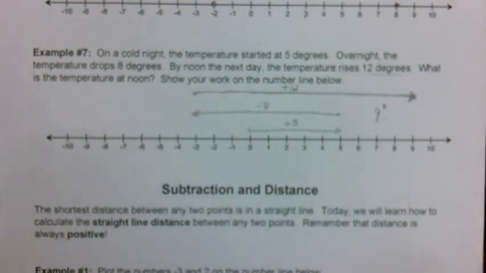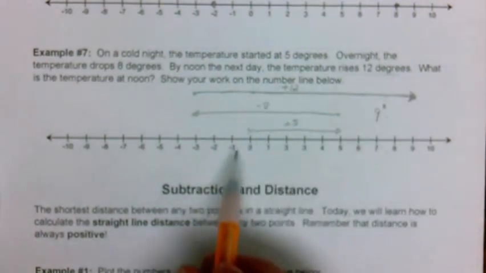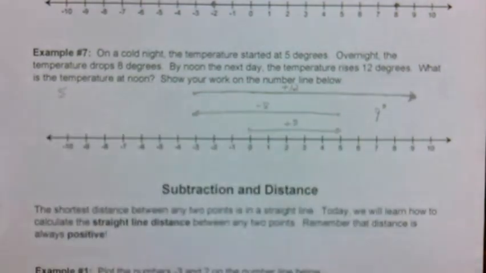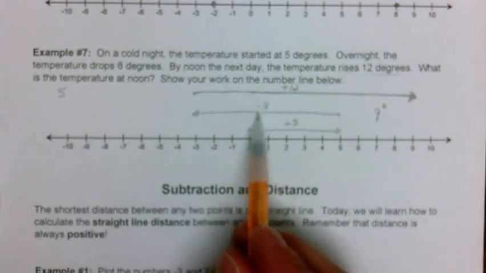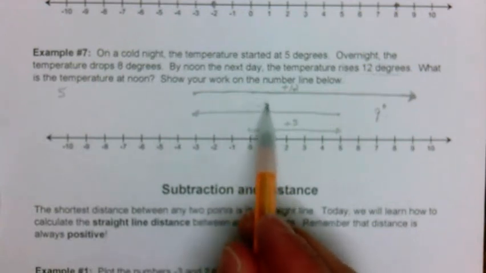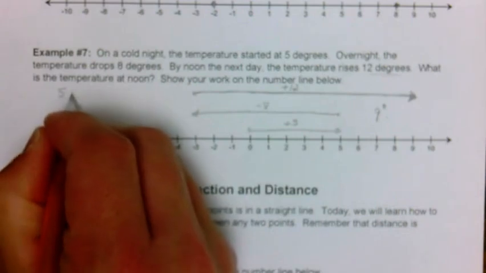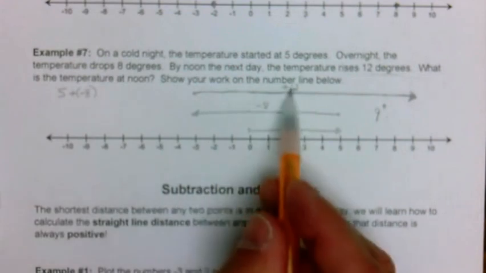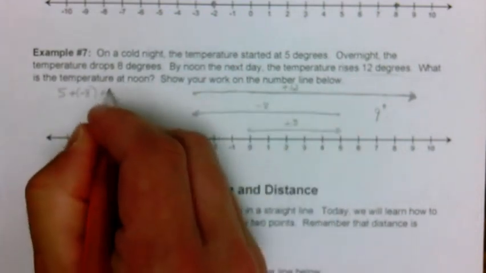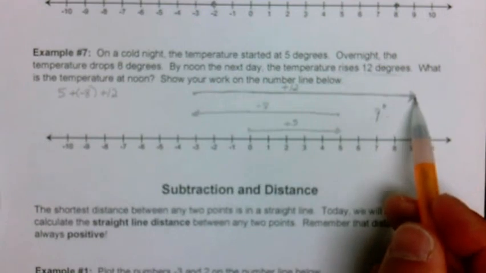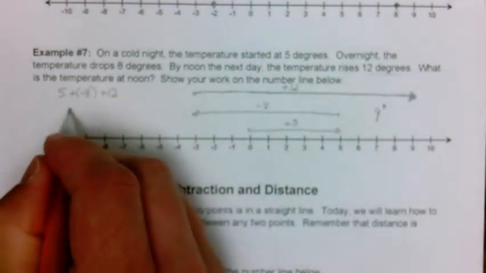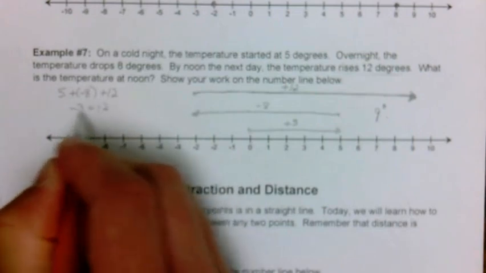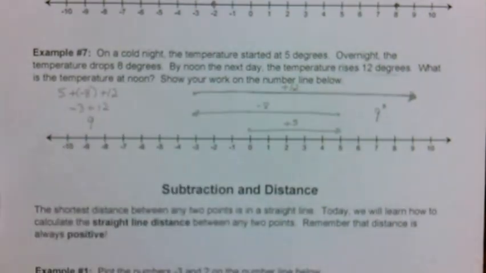We could show that mathematically a few different ways by using the vectors. Our first number in our problem could be the number 5. And then my second vector represents the number -8. So I could add -8 degrees to that for the 8-degree drop. And then I could add 12 more in order to figure out what the temperature would be after the temperature rises. 5 plus -8 is -3, and -3 plus 12 is equal to 9.